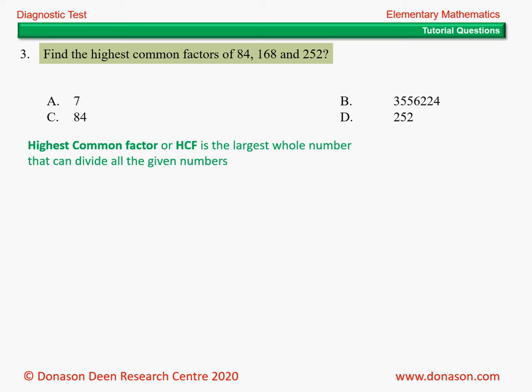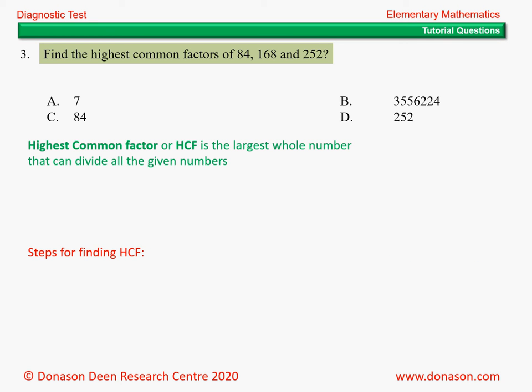So of course you can see 2 is also a factor of all the 3 numbers given. But what we are looking for is the highest number, or the biggest number, or the largest whole number that can divide all the given numbers. In this case 84, 168 and 252.